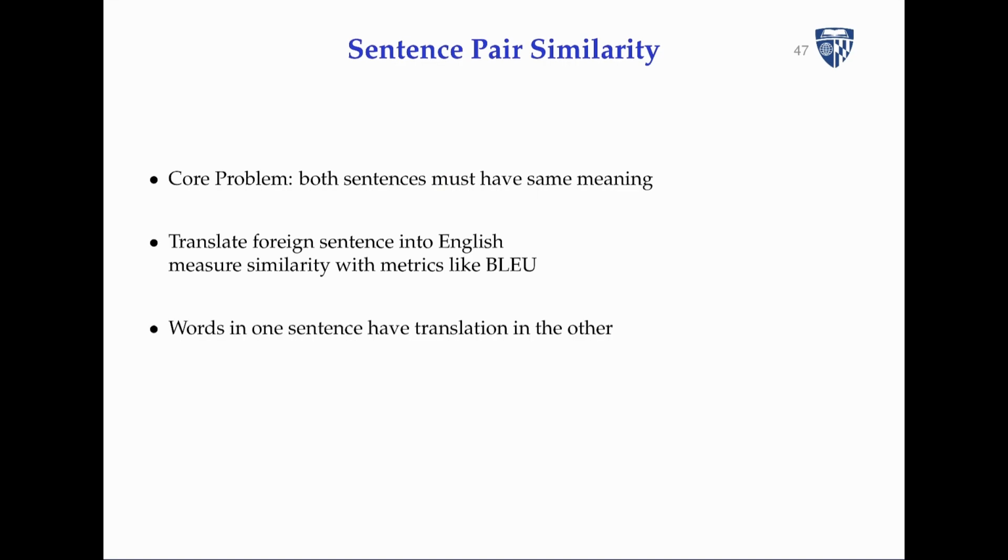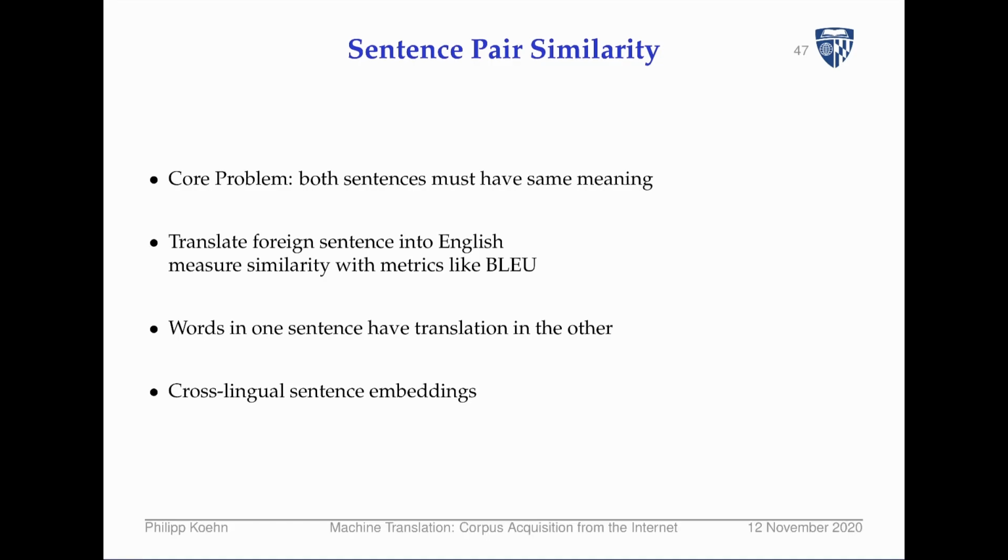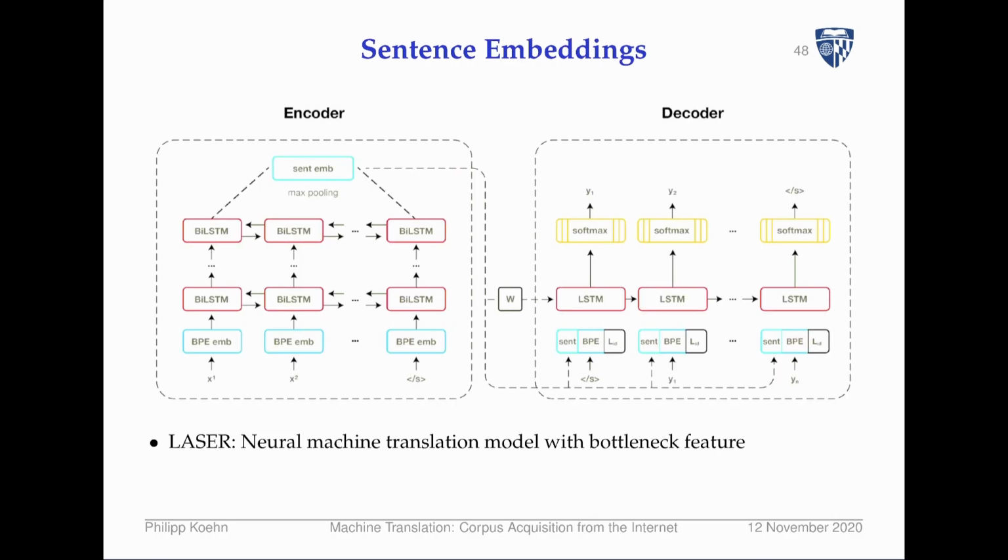Also, another way to check it is that the words in one sentence must have translations in the other. And finally, maybe we should take a fully neural approach by representing the meaning of a sentence with an embedding, and then have sentence embeddings that are cross-lingual. This is the idea behind LASER. This is a sentence embedding method that uses a neural machine translation model to induce the sentence embedding.